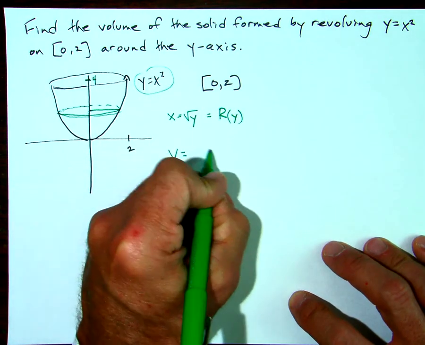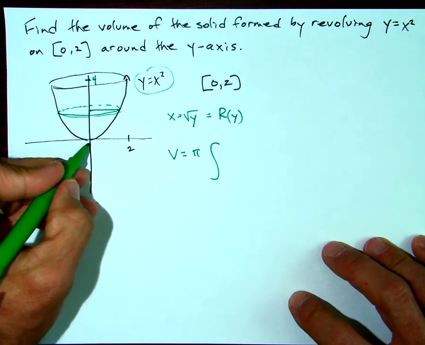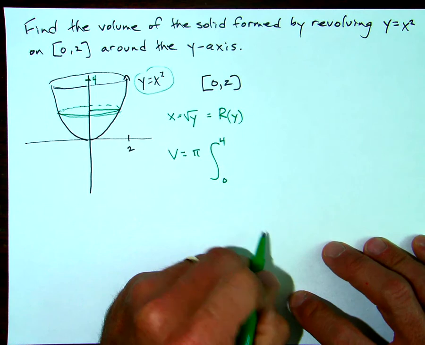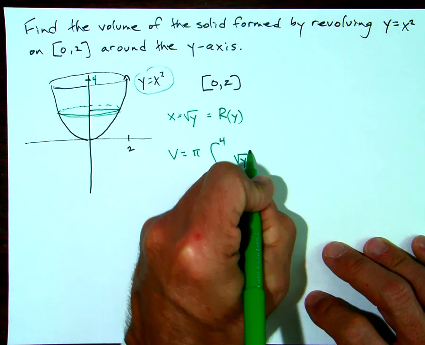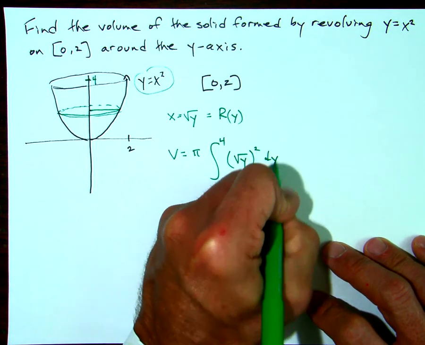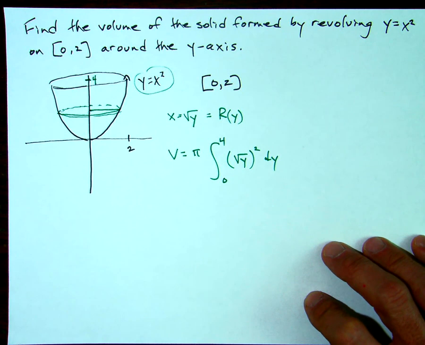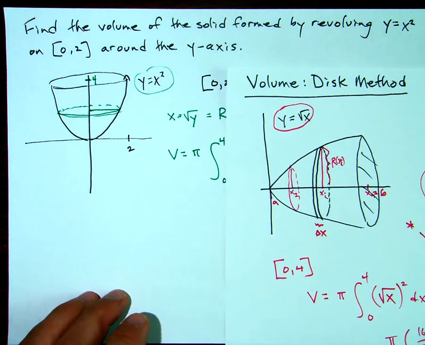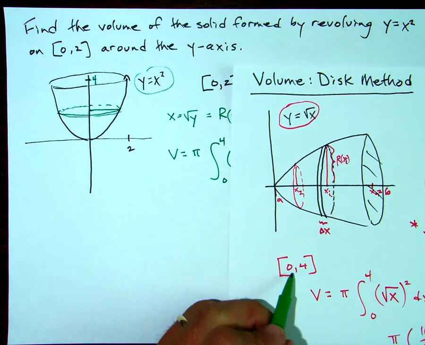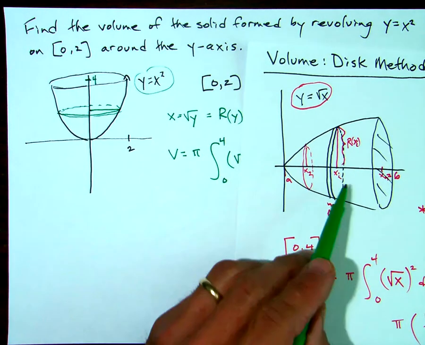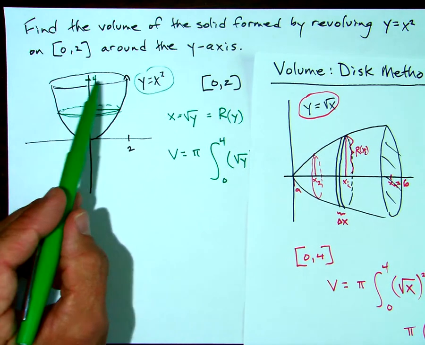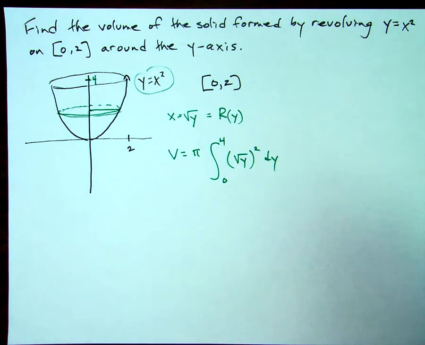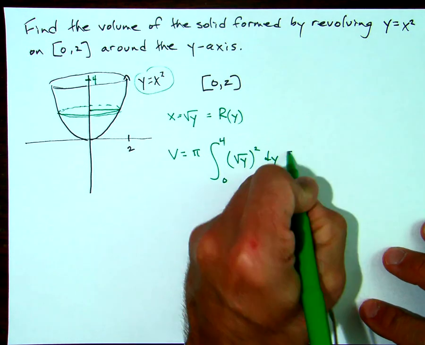So to set up our integral then, we have pi, and we said on the y-axis we're going from 0 to 4, and then r of y is square root of y, squared. Alright, well notice this is exactly what we did here. We went from 0 to 4. So this is the exact same figure, except now it's revolved around the y-axis instead of the x-axis. So in the end, it'll be exactly the same.